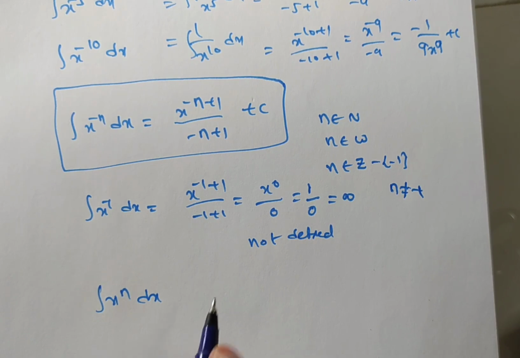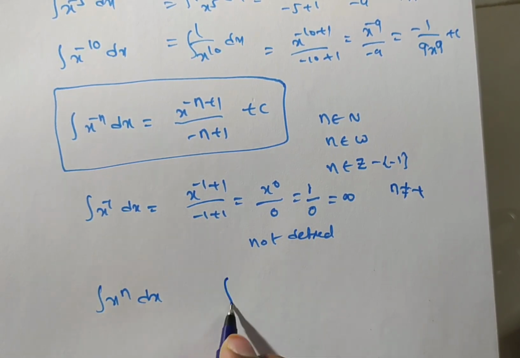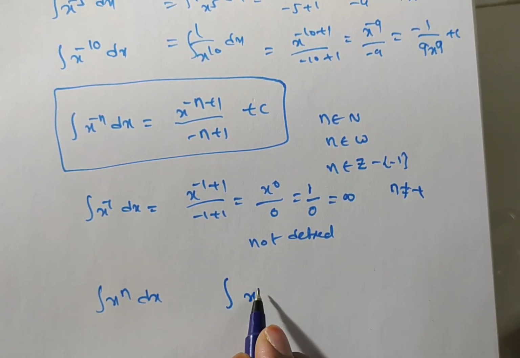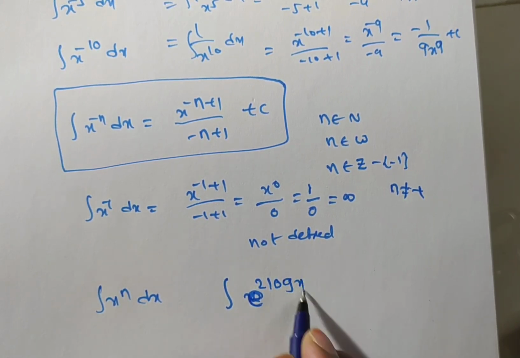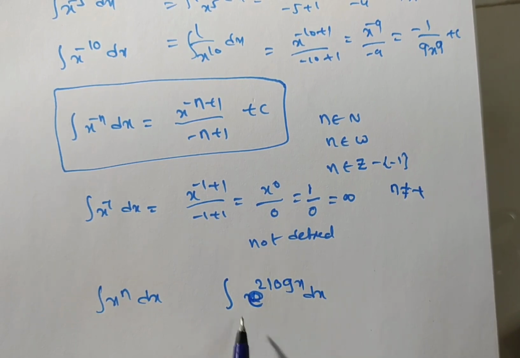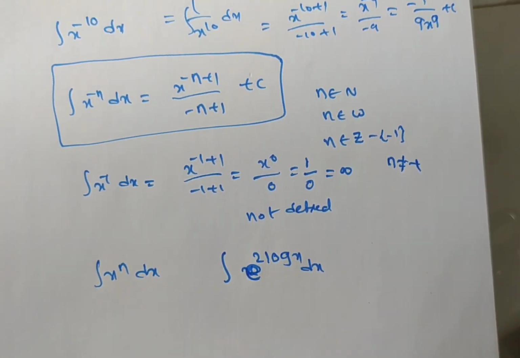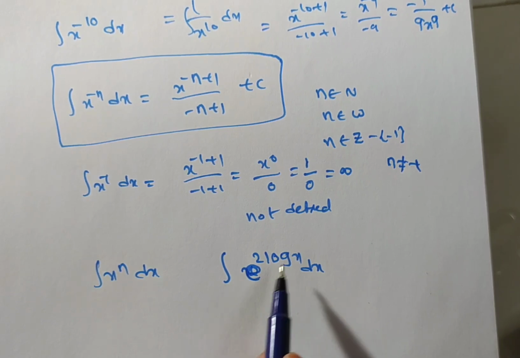Sometimes they will give it in a different form. You see, evaluate integral of e to the power of 2 log x dx, if this is given, then is it in x power n form? No. So we have to convert it into x power n form.